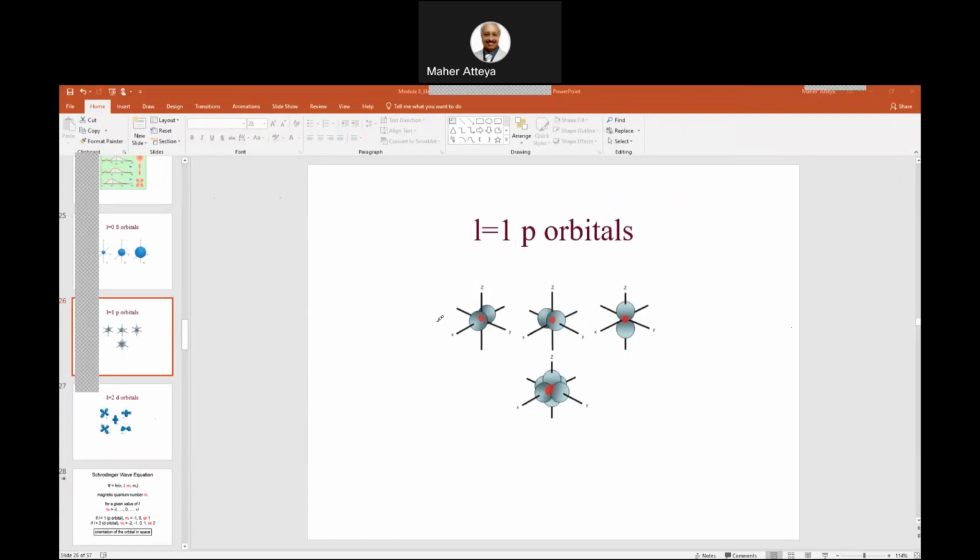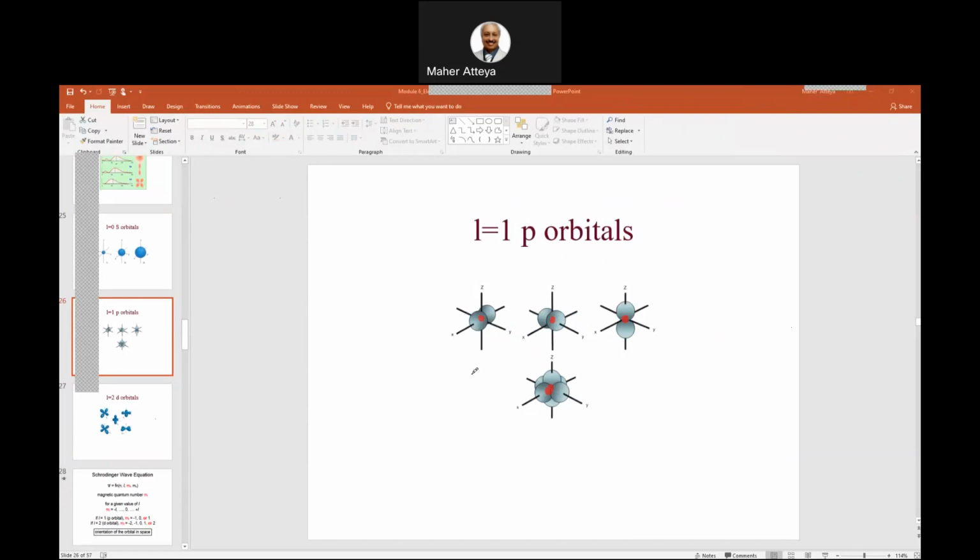That will not come in the exam or anywhere. But at least you can see Schrödinger came out with the mathematical model. Nobody has seen this, but this is the mathematical calculation of it. So that's the p orbitals. L equal 1. This is called dumbbell.